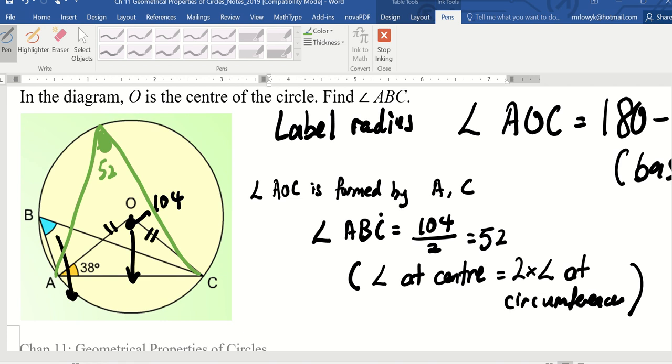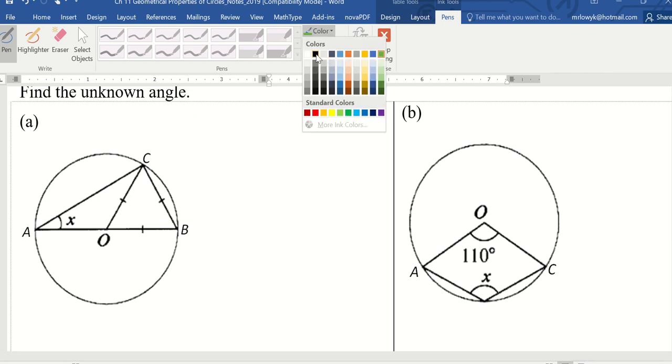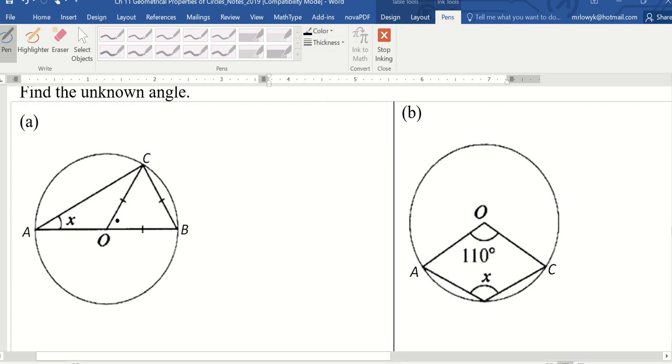Now, we will try a few more questions. Take a look. What does the 3 strokes mean? Matthew, are you explaining? Equilateral. Can you write down what equilateral means? 60, 60, 60. Now, can you tell me angle X is formed by what and what? Answer this question.